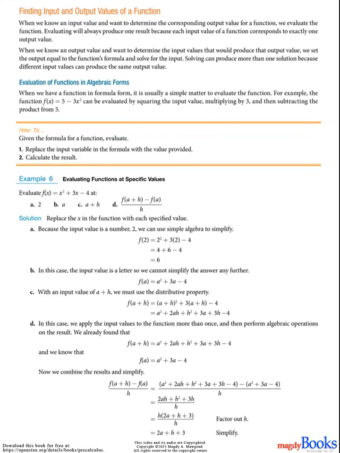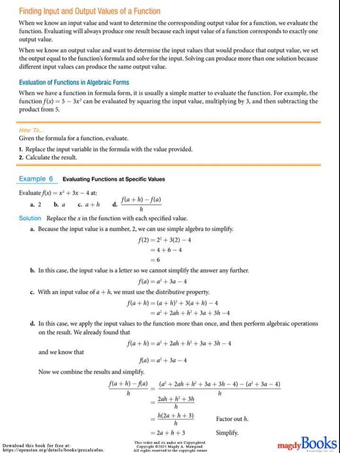1.1.2. Finding input and output values of a function. When we know an input value, and want to determine the corresponding output value for a function, we evaluate the function. Evaluating will always produce one result, because each input value of a function corresponds to exactly one output value.